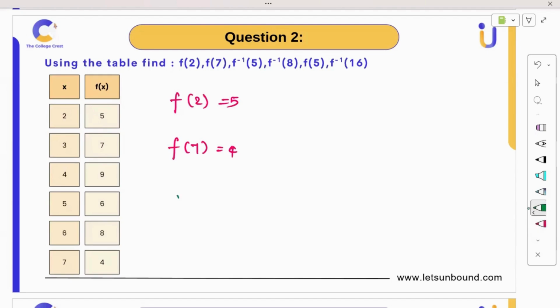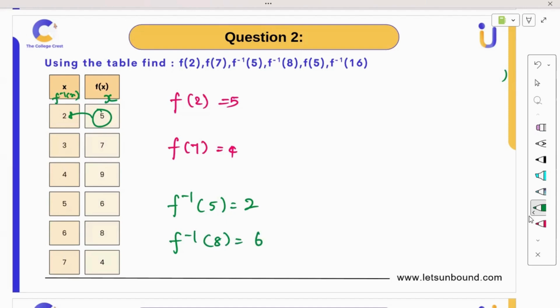Then f inverse of 5. What is f inverse of 5? Swapping, right? In reflection, xy is the original means yx is the inverse function. So now in the inverse, this will act as x. This x will become f inverse of x. So if you want f inverse 5, here you have to check 5 and what does it produce? Okay, f inverse of 5 is 2. Then f inverse of 8 is, go for 8 and 6.